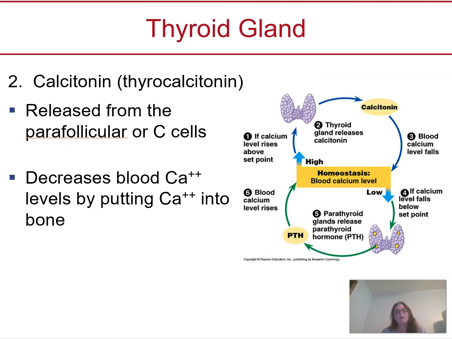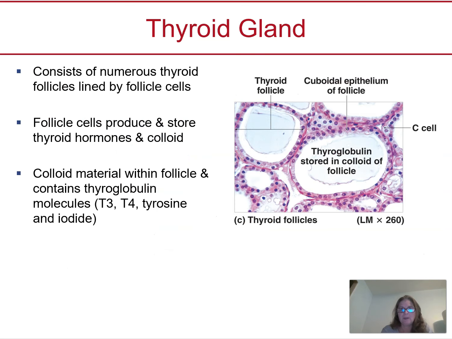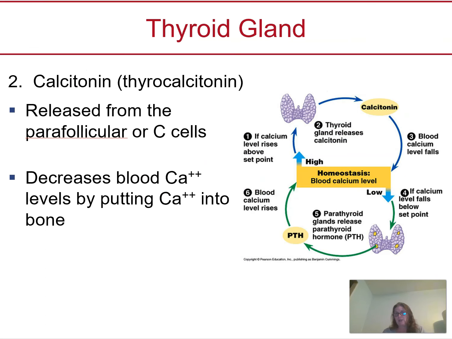Now, the other hormone that's made is calcitonin, and that comes from those parafollicular or C cells that we looked at previously. These are the cells between the follicles, and there tend to be little clusters of them. It's fine to call them C cells, and it might help you remember they make calcitonin.